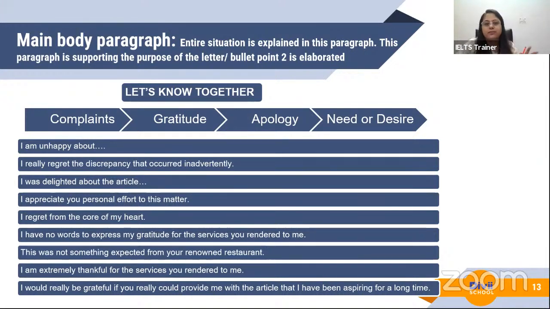So it's all about the main body. So I have written few sentences. I have written few points over there, which can be written into the main body paragraph. I want you all to let me know, what do you understand by these different points? First of all, I have just written one thing over here. I am unhappy about. So what can it be? Just let me know. If I just need to write, I'm really very much unhappy about.